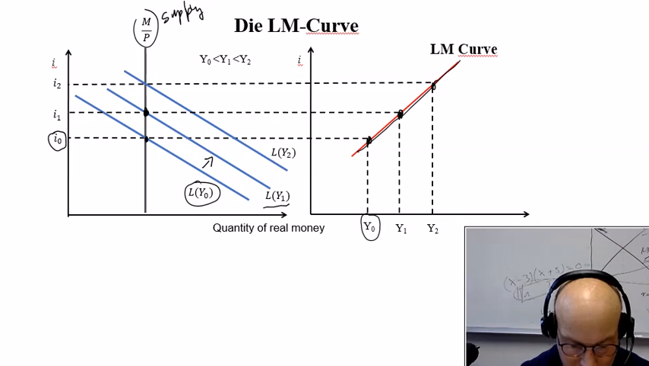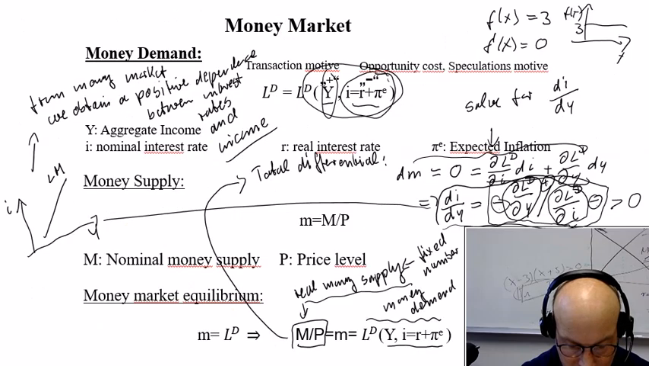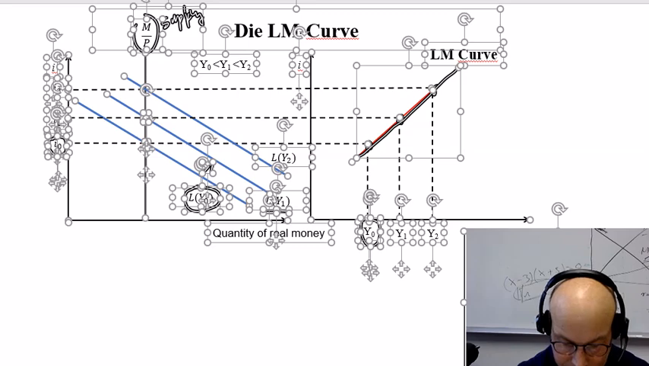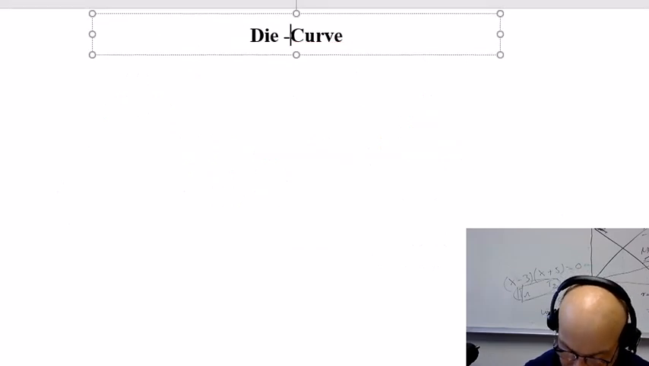And here for the IS curve I have done it analytically. Let me just also redo it for the IS curve in the graphical way.